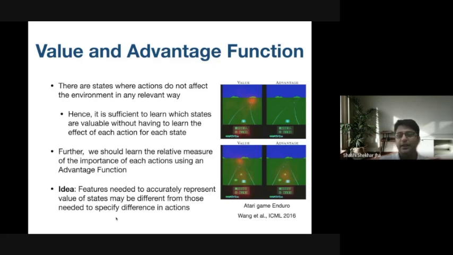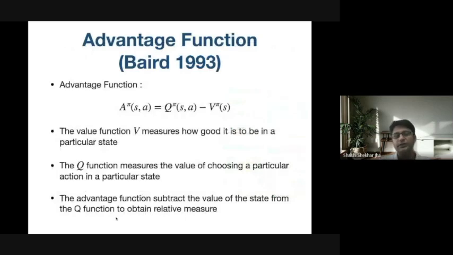So they use this particular thing called the advantage function, which is nothing but the difference of your Q function and the value function. The Q function is the value of a state and action, and the value function is simply the value of the state. The difference between these two is your advantage function.